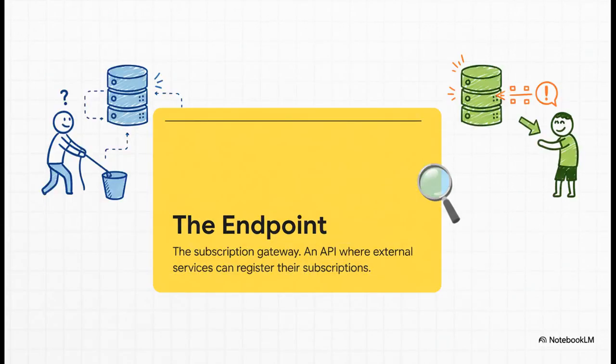So, how do other services get their contact info into our address book in the first place? That's the job of the endpoint. It's the public-facing front door. It's an API that lets other applications come to us and say, hey, sign me up for notifications, by giving us their event type and their callback URL.